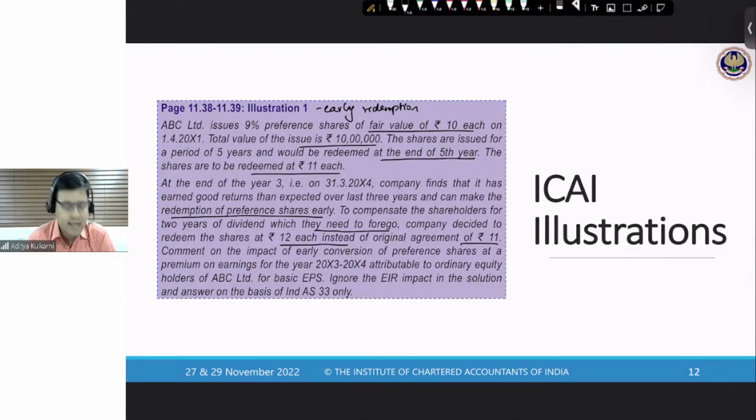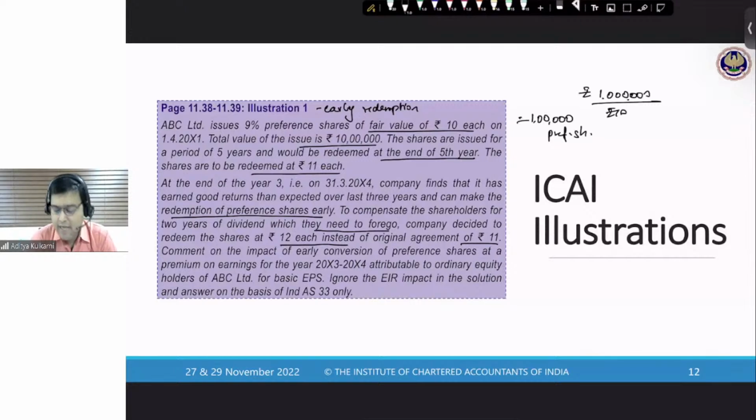So how many shares am I having? Well, I am having 1 lakh preference shares. How did I get 1 lakh? Simple: 10 lakh divided by rupees 10. So that comes to 1 lakh preference shares.